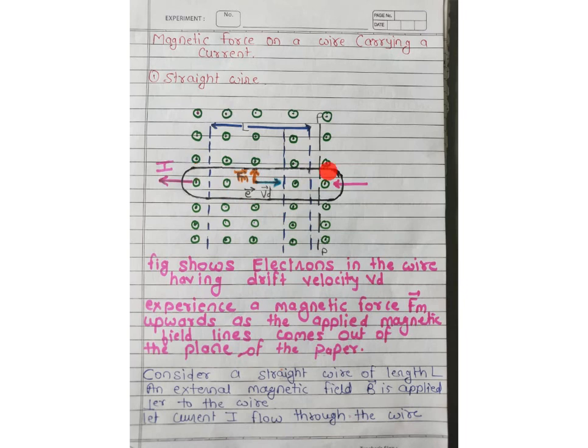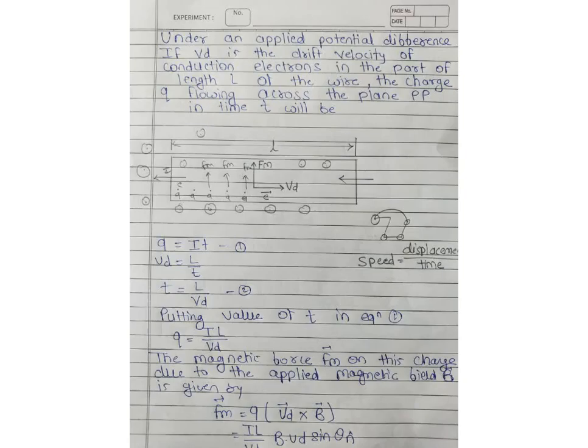when a current carrying wire is placed in a magnetic field. In this diagram, we have already seen the magnetic field. The charge Q will be here, then the magnetic force. Then we calculate the magnetic force and in which direction it acts.